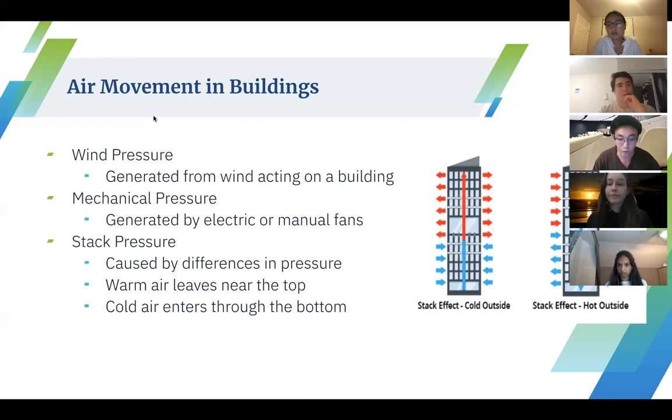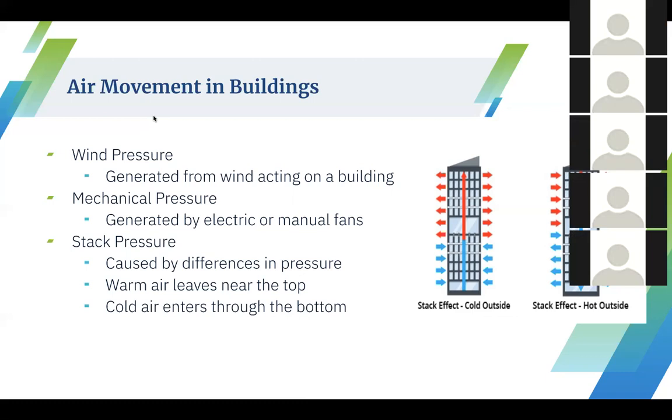This is because warmer air is less dense than cooler air, so it rises to the top of the building. During a cold winter day, this creates low pressure near the bottom of the building, where cooler air enters through doors and windows. And near the top of the building, warm air tries to escape. This is due to pressure differences, as you can see in the diagram to the right. And the opposite happens for a hot summer day, as you can see.